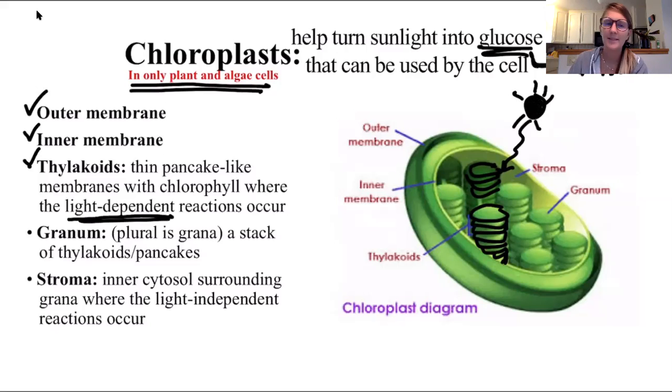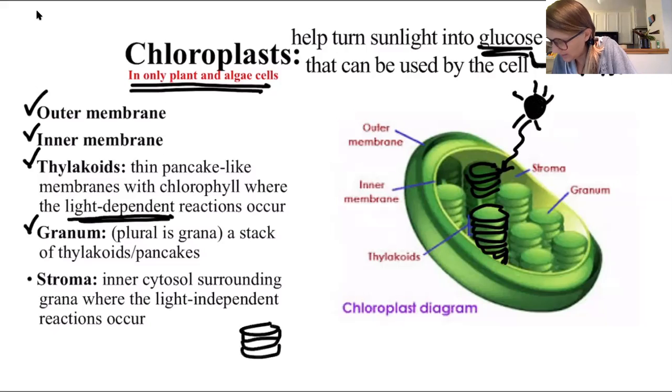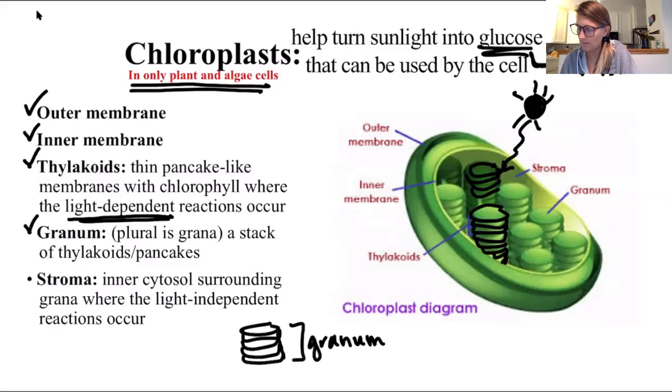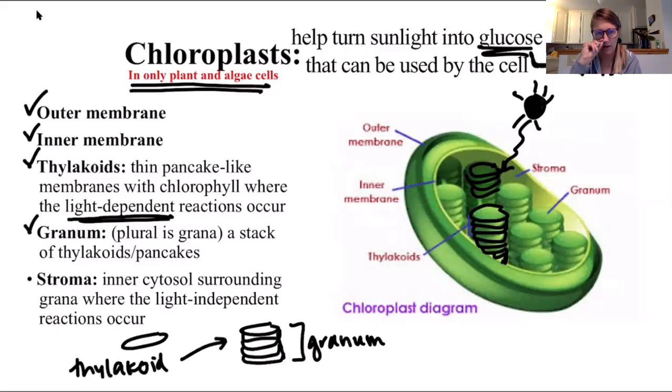And just to make things even more complicated, the thylakoids, when they're in a stack of pancakes, that is called the granum or a grana, right? So here are the thylakoid membranes, right? Together in a stack, they make a granum, right? So each one is kind of a thylakoid membrane. And together in a stack, they're called a grana or a granum, right?